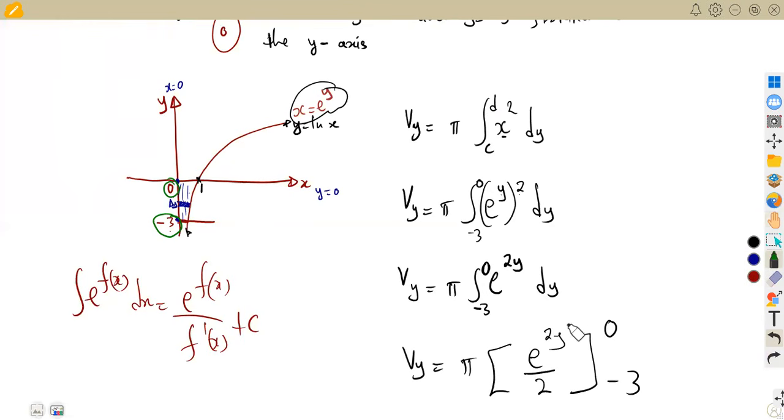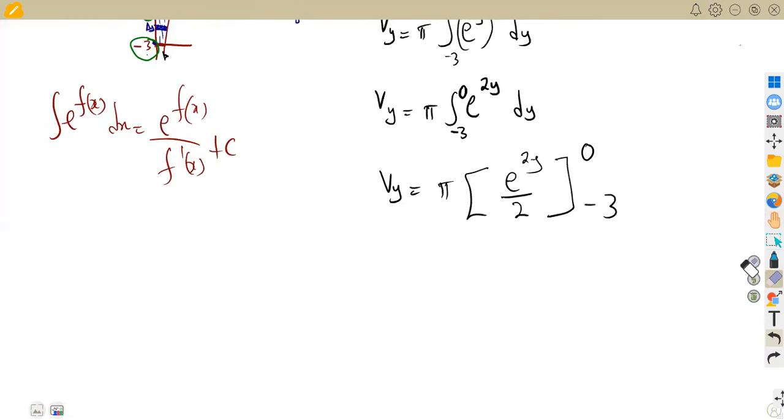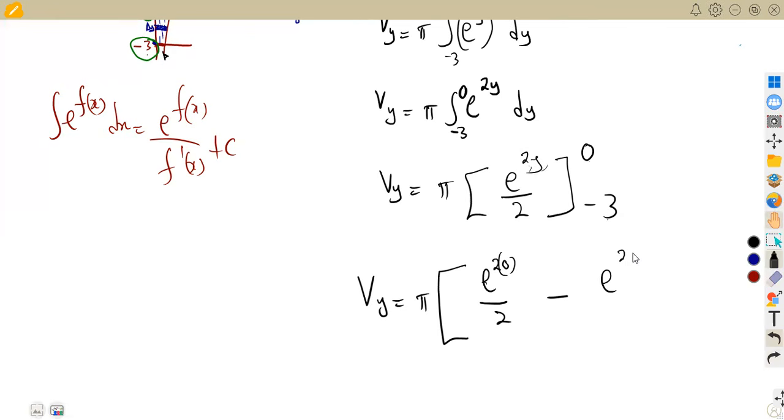We can substitute, as we know, upper limit minus the lower limit. So let us just substitute our values and see what we are going to have at the end. Our volume with respect to y is going to be pi into the upper limit being 0 here. So that's e to the exponent of 2 times 0, that's a 0 there, over 2, minus the lower limit, which is -3. So you substitute -3 in place of y. So that's 2 times -3, everything over 2 like this.